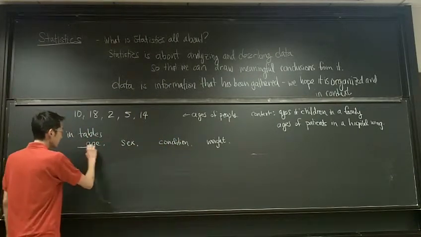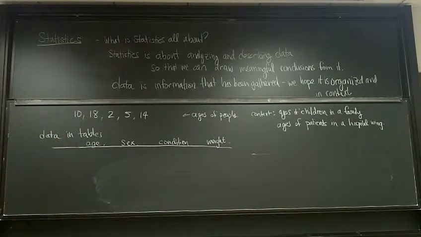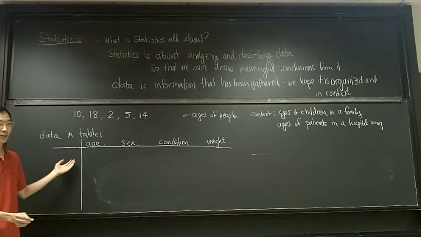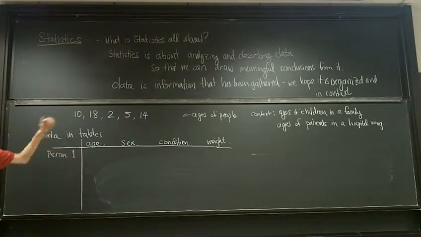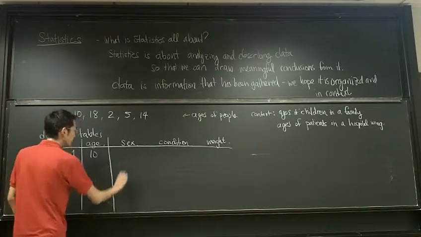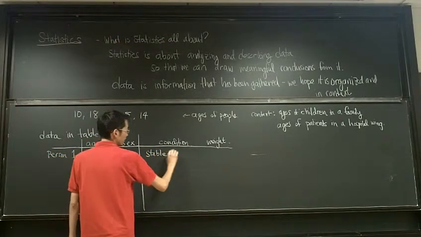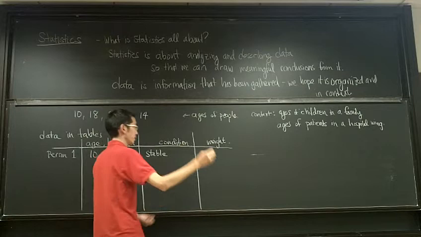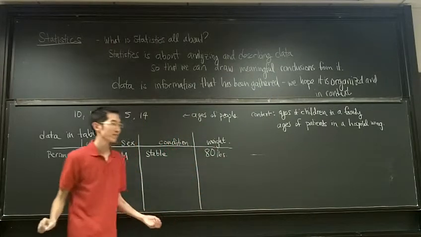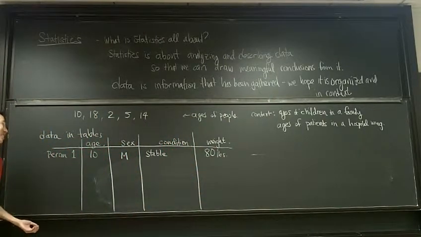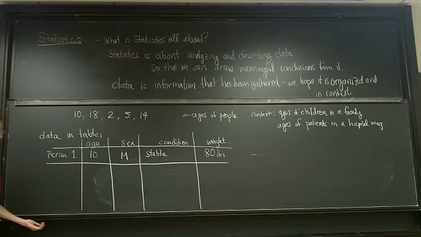And if this is how it goes, you can imagine setting up a spreadsheet of information. In each row, we would have a different person, right? We would have person 1. And person 1 would have a name, but person 1 may be 10 years old. Maybe this person is male. The condition may be stable, and weight, I don't know, what is a 10-year-old's weight? Okay, 80 pounds or something.